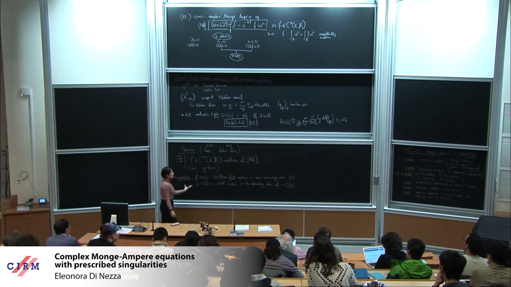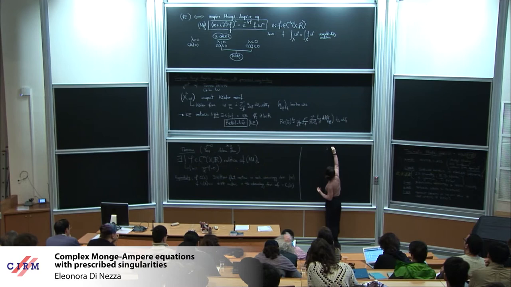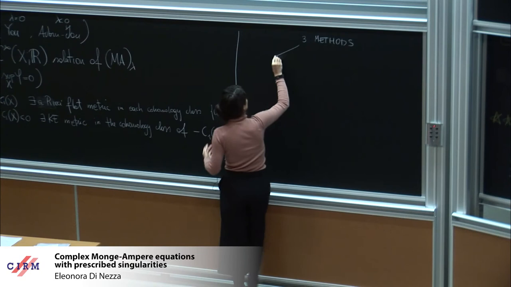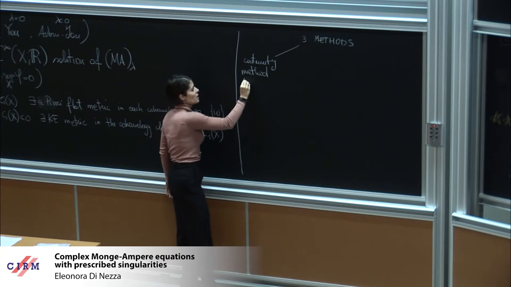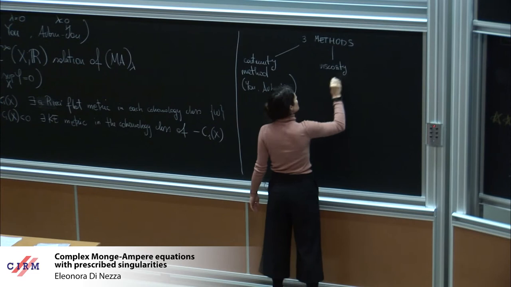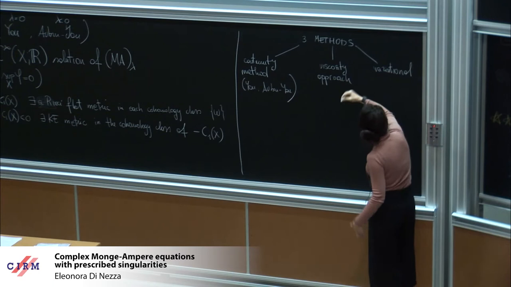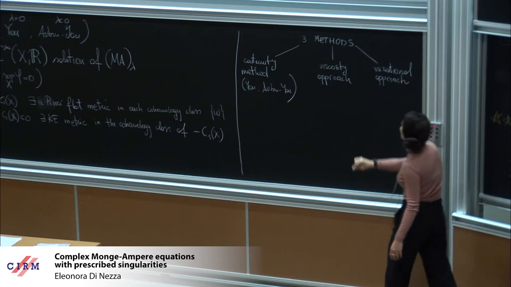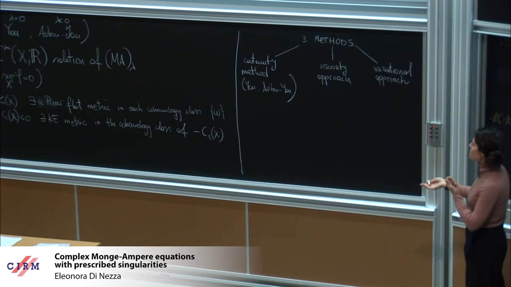Okay, so what are the methods to try and prove this theorem? There are basically three methods. The first one is the continuity method, and this is the method used by Yau. Then there is the viscosity approach, and then there is the variational approach. We already heard these words during the week. But why should the viscosity approach or the variational approach be better with respect to the continuity method, or why not?